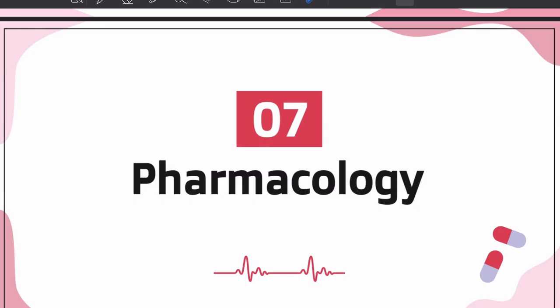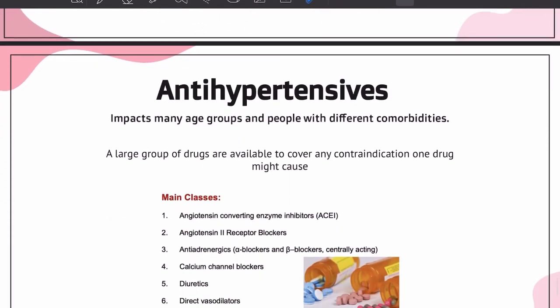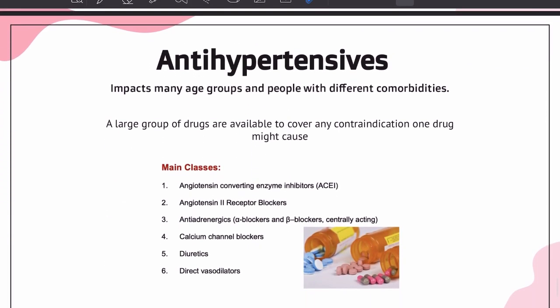And starting with pharmacology, regarding antihypertensive drugs, they are a very large group of drugs. You have a number of different classifications. As you can see, you've got around 6 different groups, all with different mechanisms and different ways of working.